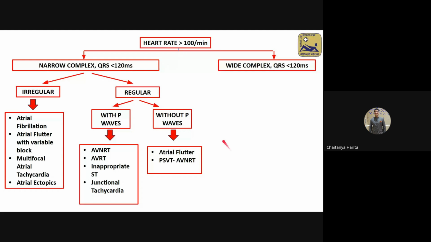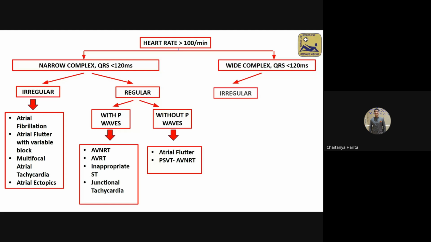Right, sorry for that. Coming to wide complex. So this is how you look at narrow complex: irregular or regular. If it's irregular, these conditions. If it's regular, look for P waves. If they have P waves, these are the set. No P waves, this is the set. Coming to wide complex, and wide complex is quite easier than narrow complex for the doctor, not for the patient.